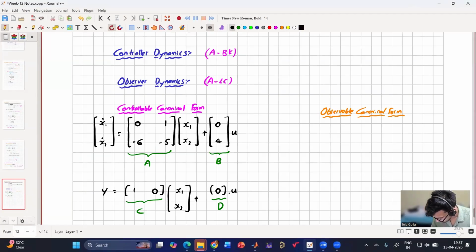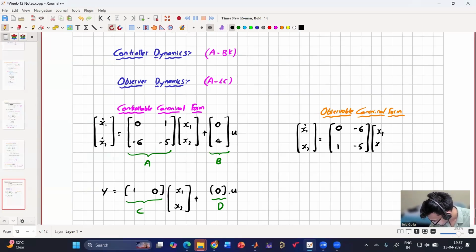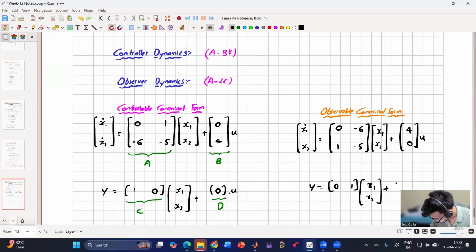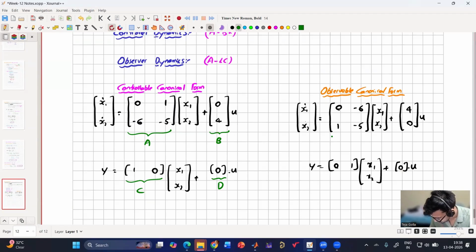Okay, so I can write the dual of this. So it is 0, 1 here, minus 6, minus 5 here, x1, x2, plus 4, 0, and then y will be 0, 1, x1, x2, plus D is 0 into u. Okay, so this is A, B, C and D. Yeah, got it.